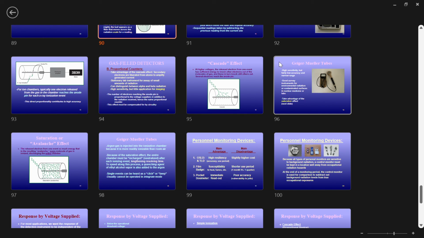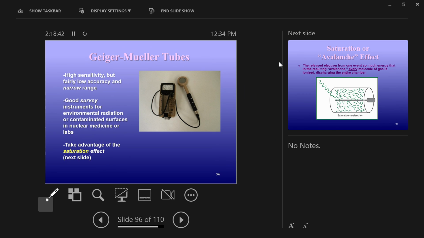The last thing that I'm going to discuss is what I've already prepped for, which is the Geiger-Müller tube. So this is an example of a Geiger-Müller tube. This handle with this circular end, that's the detector, right? The detector is that circle.